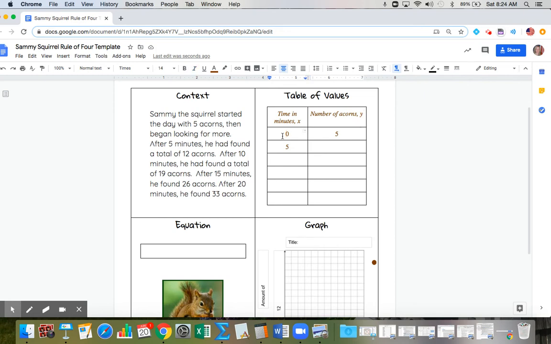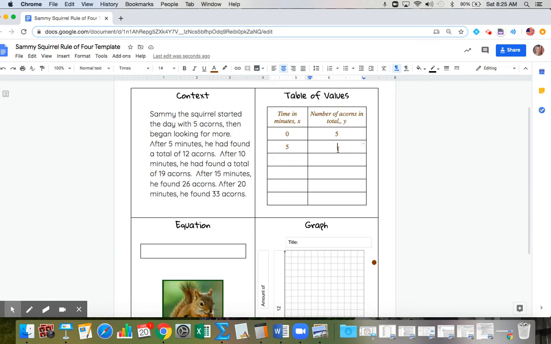So the 0 is given to us in the table. It's always a really good idea to include 0. So even if none of these values were given, save space for 0. That's really important. That's what we call the initial value, right? It's the starting point. So at 0 minutes, he started the day with 5 acorns. Now this should say number of acorns in total after this many minutes.